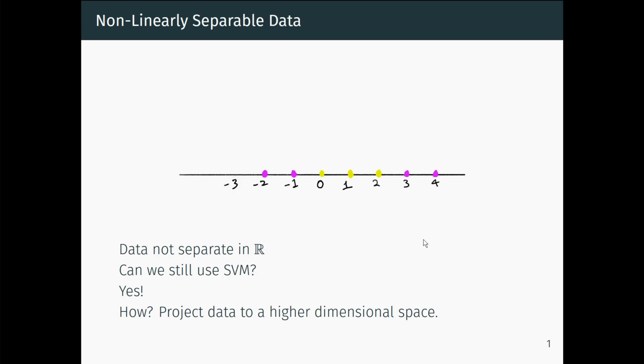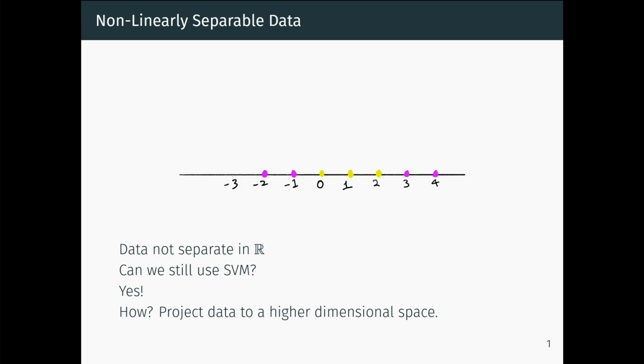So in this particular example, we have non-linearly separable data in the sense that you cannot draw a line, like this or a line anywhere, so that you'll be able to get a perfect classification. Thus the data is not separable in the existing dimensions. And the question then is, can we still use an SVM?